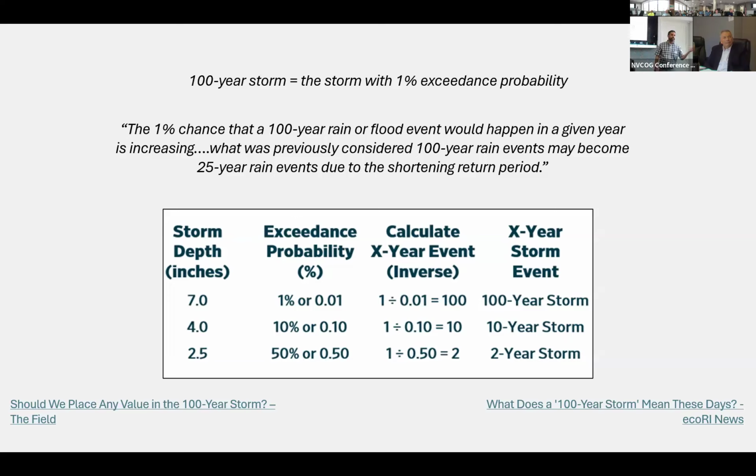So if you flip a coin and you get heads, and then you go to flip a coin again, what are your chances you're going to get heads? Still 50-50. If you had a 100-year storm that happened last year, the chance of it happening this year is still 1%. It hasn't changed just because it happened recently.